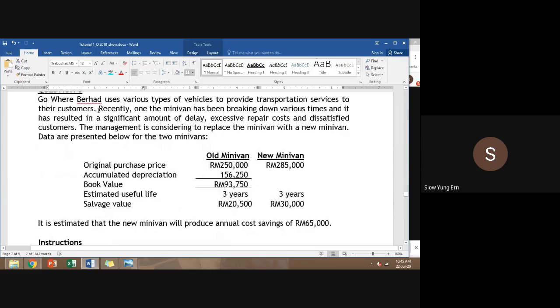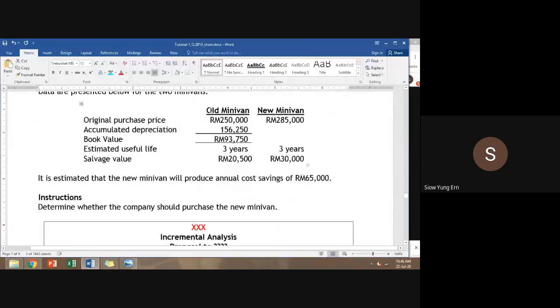So GoWare Berhad uses various types of vehicles to provide transportation services to their customer. So recently, one of the minivan has been breaking down various times and it has resulted in significant amount of delay, excessive repair costs and dissatisfied customers. So the management is considering to replace the minivan with a new minivan. So they have presented the data below for 2 minivans. You have the old minivan and you have the new minivan.